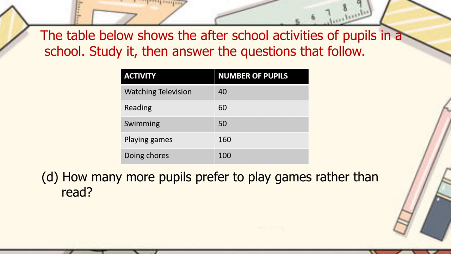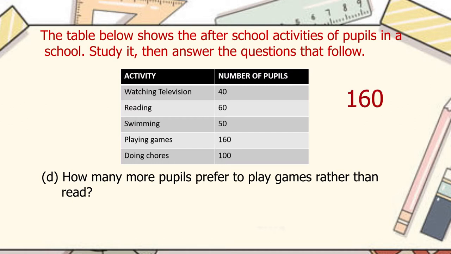Let's work. We know that 160 children like to play games. We also know that 60 pupils like reading. So therefore, to find out how many more children like playing games than reading, we had to subtract the number of children that like reading from the number of children that like playing games.